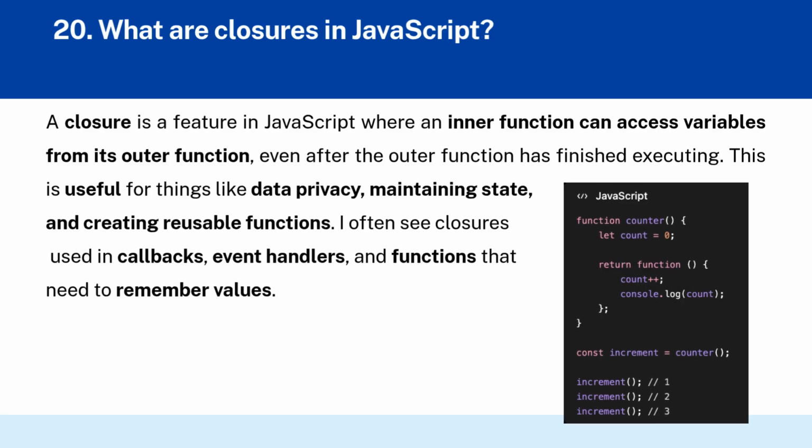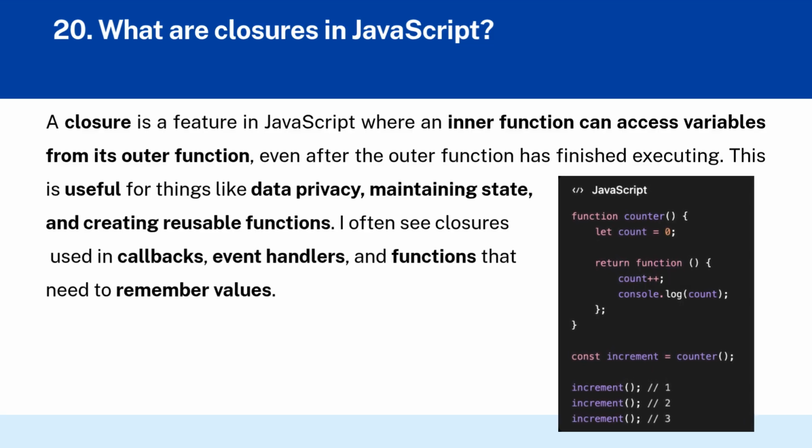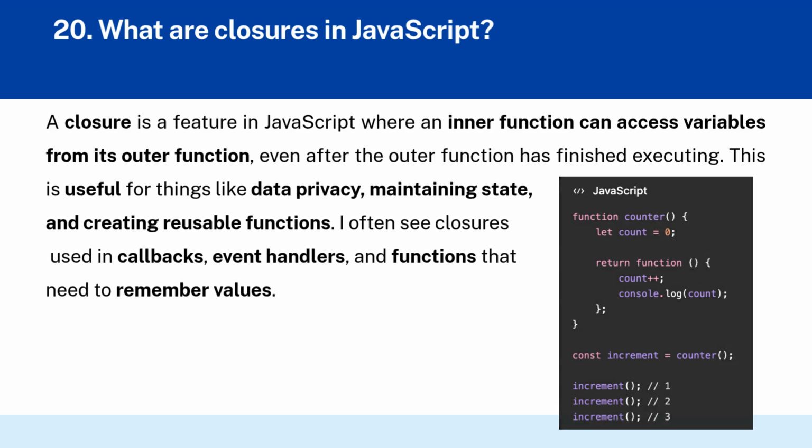What are closures in JavaScript? A closure is a feature in JavaScript where an inner function can access variables from its outer function, even after the outer function has finished executing. This is useful for things like data privacy, maintaining state, and creating reusable functions. I often see closures used in callbacks, event handlers, and functions that need to remember values.